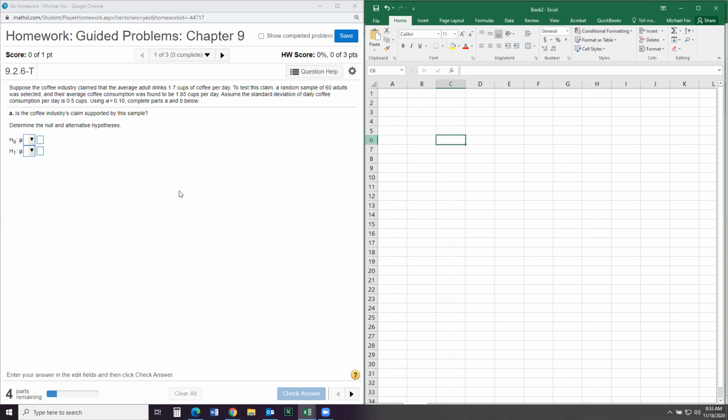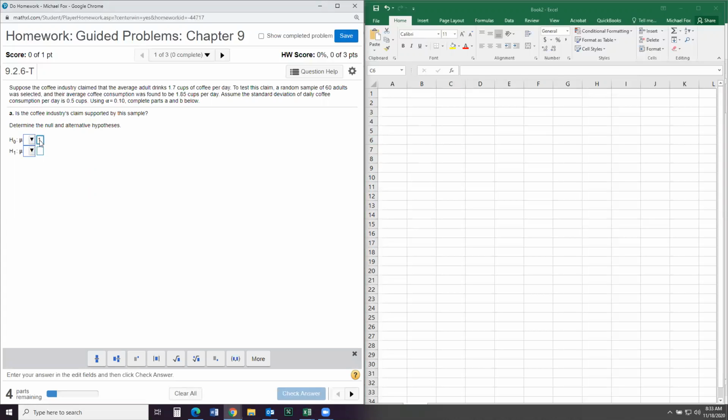Okay. So the first thing this wants us to do is determine our null and alternative hypotheses. Remember, the null hypothesis is the status quo, the way we think things are, or the way we're claiming that they are. So that's going to be right here, where they claim the average adult drinks 1.7 cups per day. And then we have to decide, are we testing for a change, that it is no longer 1.7 cups per day, but it is something else? Or are we testing for a specific change, like it's gone up or it's gone down? So you have to read the language of the question very carefully.